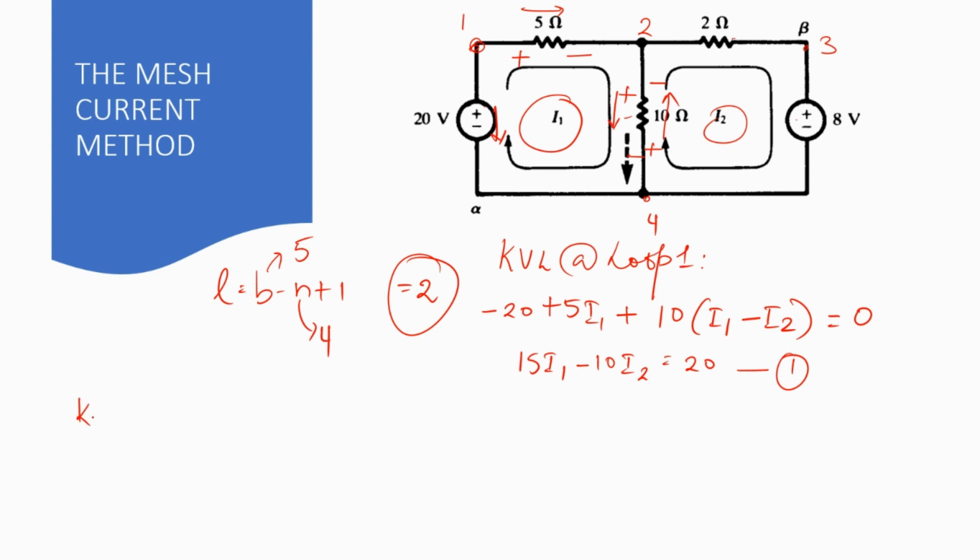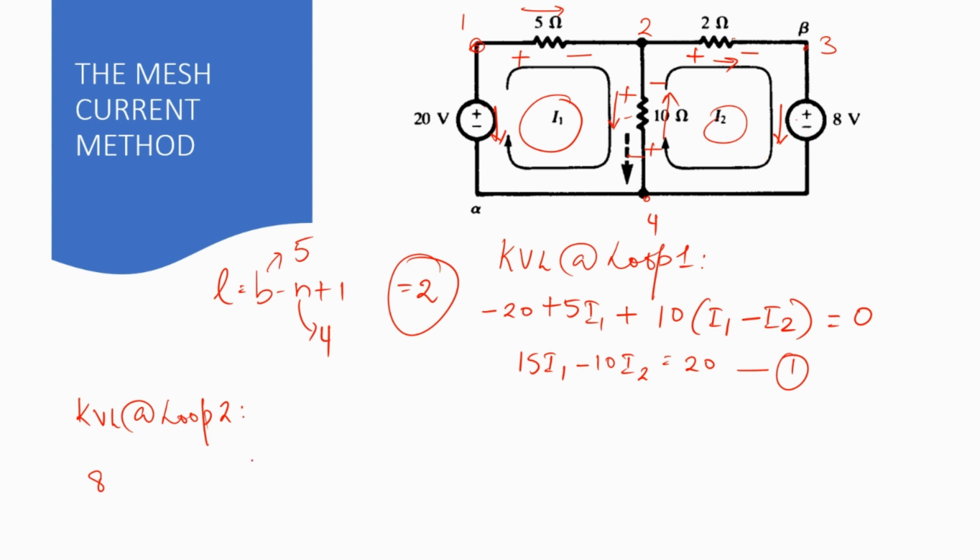Now applying KVL at loop 2. So here we need to mark the drop directions. So this is plus and minus because the I2 loop current is entering here. This will be the drop in this direction and here it's already marked. So now we are considering the KVL equation from loop 2 point of view. So here we are going to have 8 because the direction we have assumed and the direction of drop across the 8-volt source is the same.